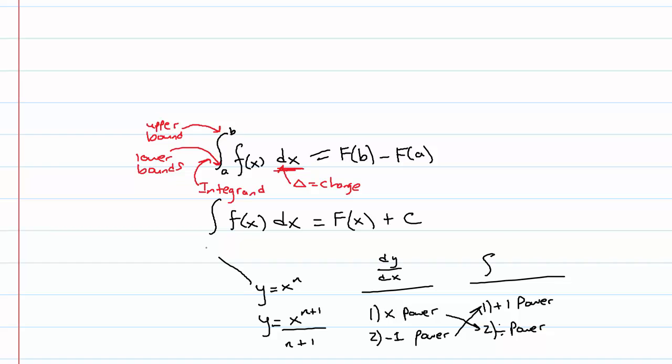We can take an example from the last video, y equals 3x to the 7th, and integrate it. We'll integrate it with respect to x, as an indefinite integral. The first thing to do is add 1 to the power, and then divide by that new power. 7 plus 1 is 8. This will give us 3 over 8 times x to the 8th power.